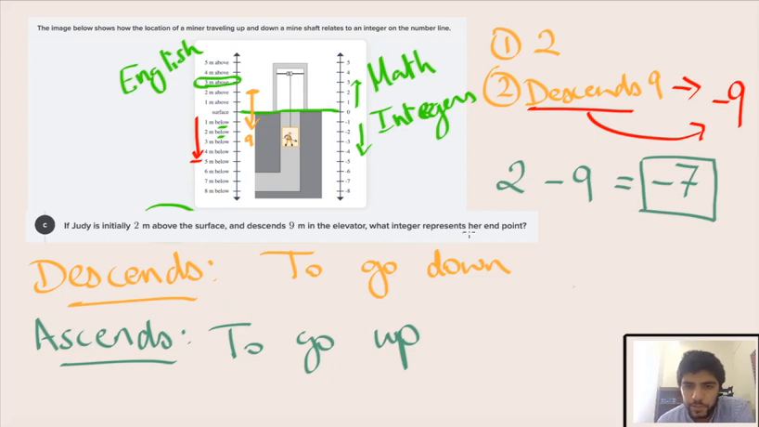So what integer represents your endpoint? And there we have it. It's -7. If we want to say this in English, it would be 7 meters below. Notice that we don't say -7 meters below. It's just 7 meters below, and below signifies that it's negative. Okay, last one.